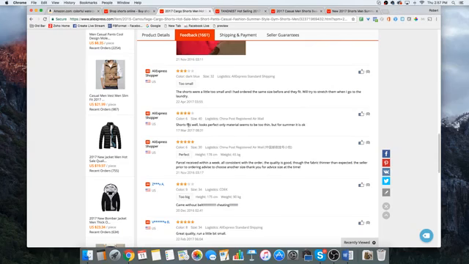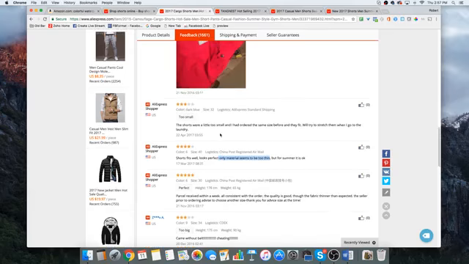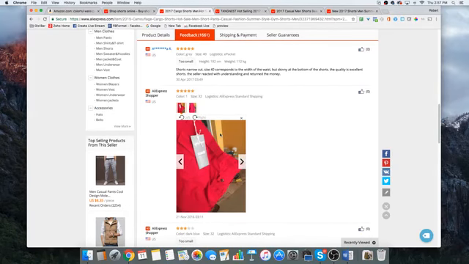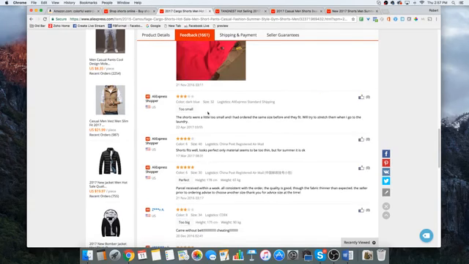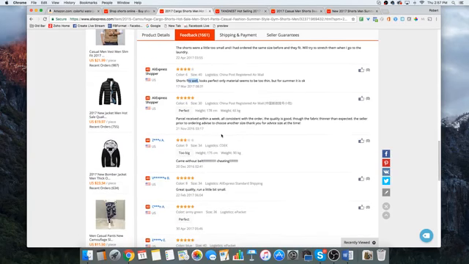"Shorts fit well, look perfect, only material seems to be too thin." So now this is the exact opposite. This person says that the material seems too thin, but they fit. So I really don't get that one. You could pay attention to sizes. Maybe sizes are different. This guy ordered a size 40 and they were too small. This guy ordered a size 40 and it fits perfect. So I don't know what's up with that one.